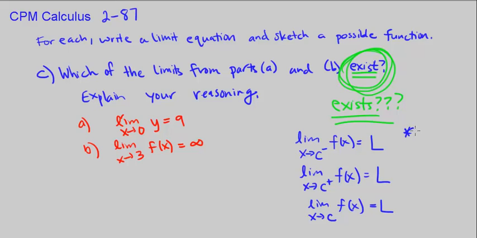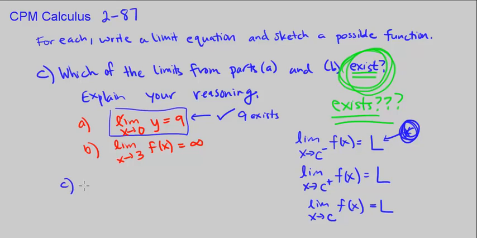One very important asterisk is that this L has to be something that exists. So 9, yes, 9 exists. The limit as x approaches 0 of y equals 9 exists, so this one definitely exists. For part C, I can say the limit in part A exists. The limit of 9 exists, so we're happy with that.